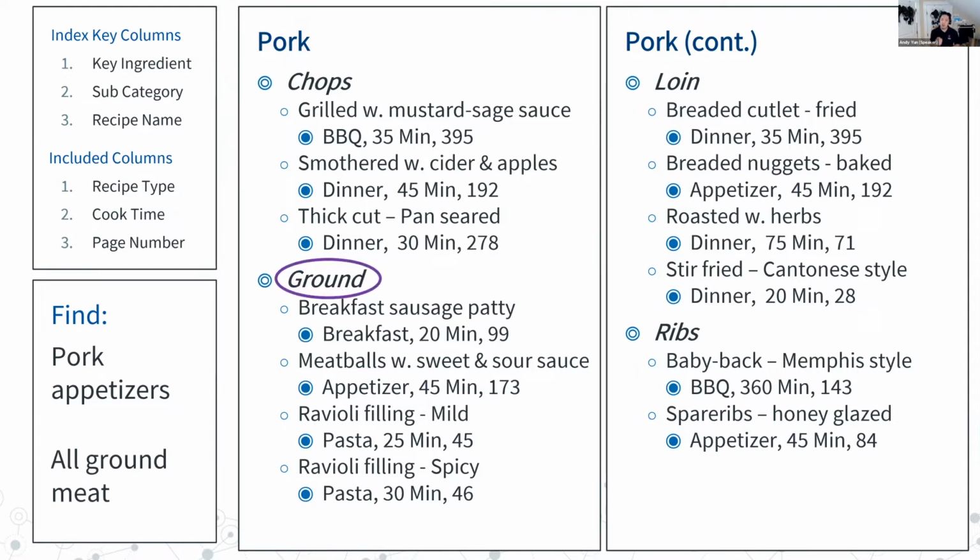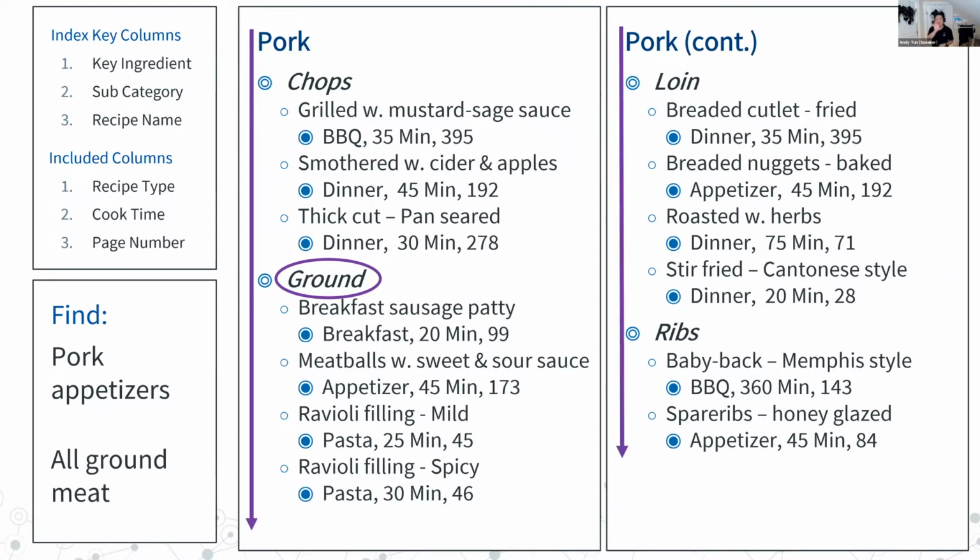Similarly, what if I'm given a query that says all ground meat? Remember, we're just looking at a subset of my cookbook index here, right? And we just happen to be looking at pork elements, but my query does not even specify the type of meat that I want. So I can't even use the key ingredient. It just says I want all ground meat. So I have to scan not only the pork section, but everything. So I'm looking after chicken, I'm looking after beef, I'm looking after anything that is a meat or a protein in this particular case in order to find all the ground elements. So again, another logical variation of a full index scan.